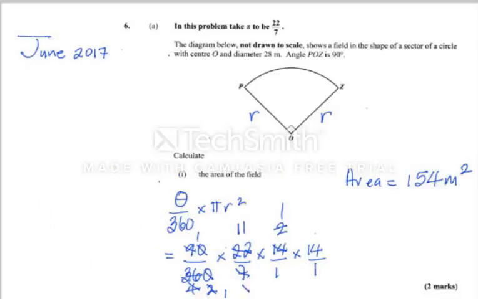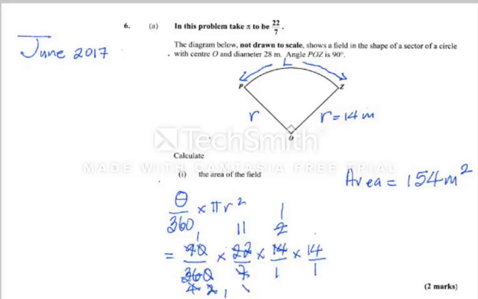All right, next we're asked to calculate the perimeter of the sector. Now, the sector has 3 edges. There are 2 straight edges and a curved edge. The curved edge is PZ. Okay, so we know the length of the 2 straight edges. These are both 14 meters. What we don't know is the length of the curved edge. So let's call that L. L is the length of the curved edge, the arc.